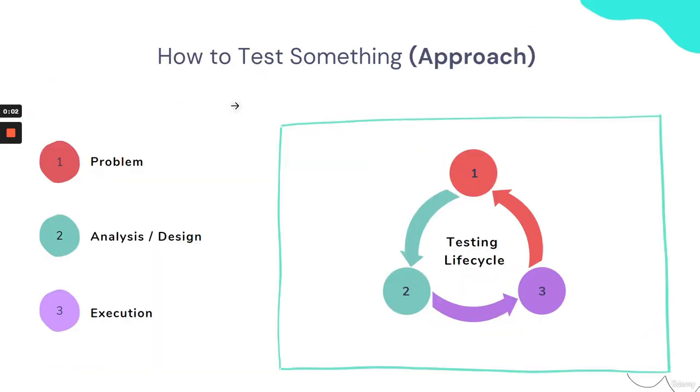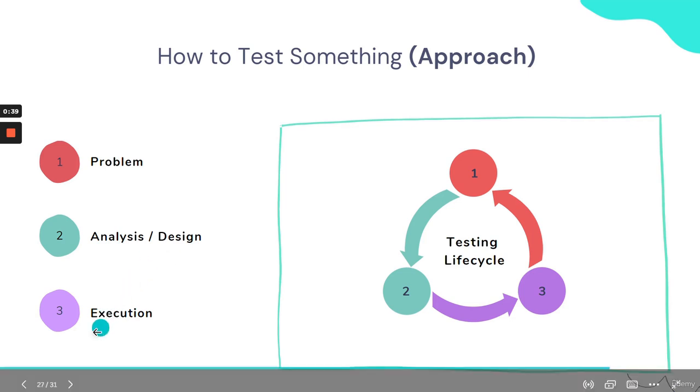As you now know, throughout this course, the software testing lifecycle is basically an approach or process used to test something. The first stage or phase of the process is to identify the problem or the problem statement. The second phase or stage in the process is to analyze the problem and design a solution for the problem. Once the analysis and design is complete, then comes the last stage of the process, which is execution.